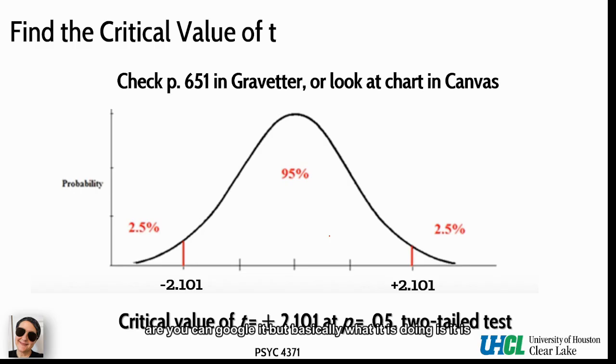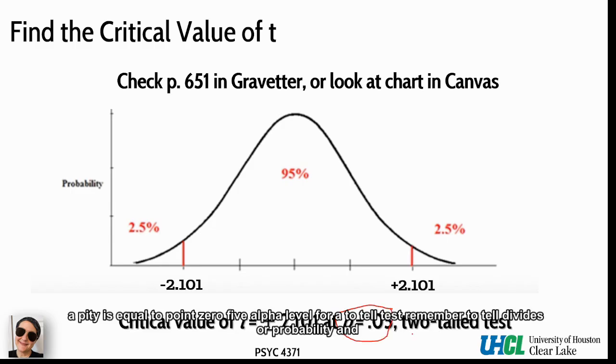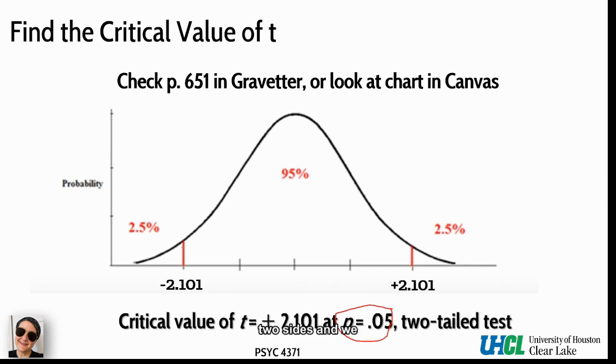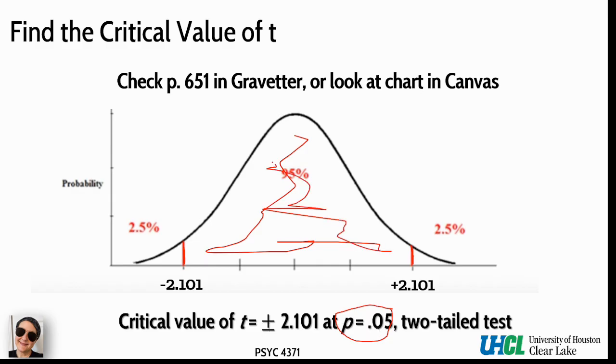But basically what it is doing is taking that critical value that we found, which was plus or minus 2.101, and that is at a p equal to 0.05 alpha level for a two-tailed test. Remember, two-tailed divides our probability into two sides, and we bind our critical regions with these markers. Anything that falls in here, we fail to reject.